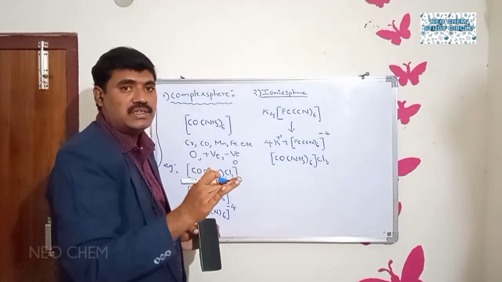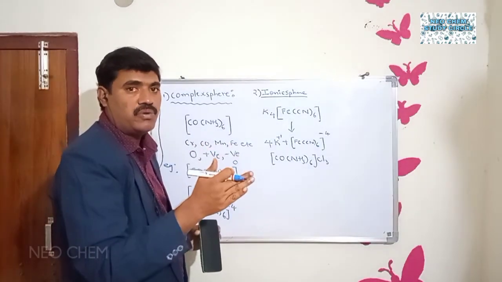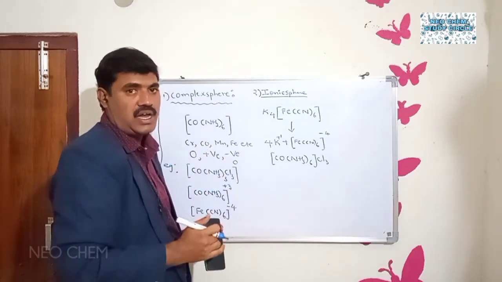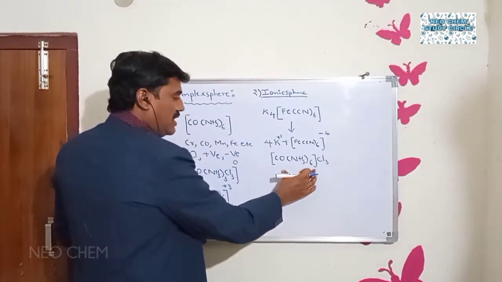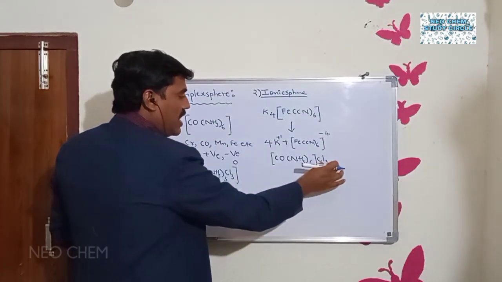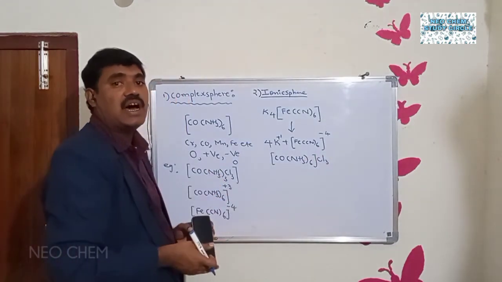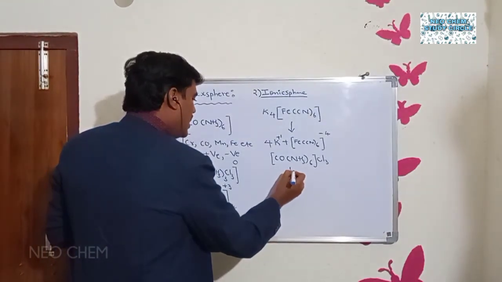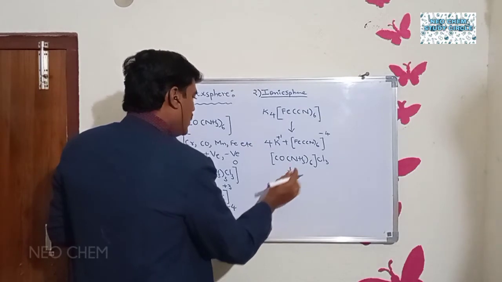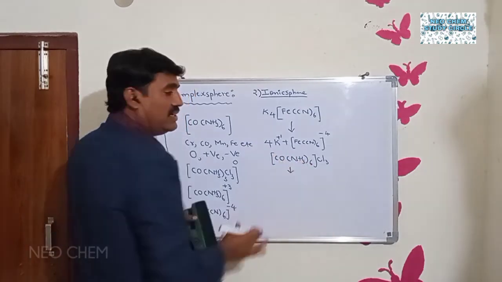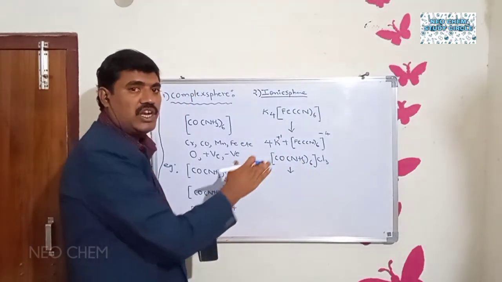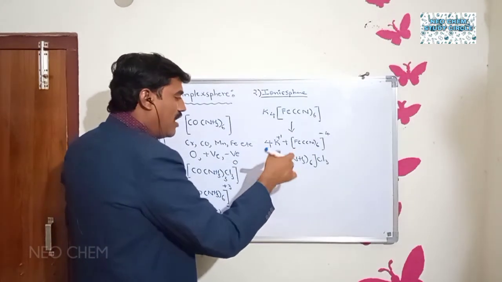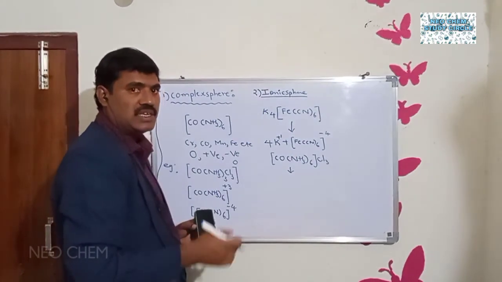So you don't forget, in an ionic compound the first part acts as the cation and the second part acts as the anion. So here the complex sphere acts as the cation and the ionic sphere acts as the anion. Now we will ionize the complex compound. As the complex sphere is acting as the cation, it should have a positive charge.